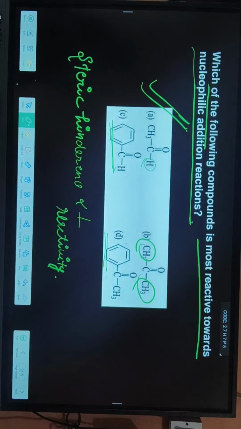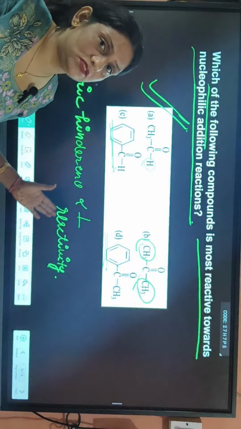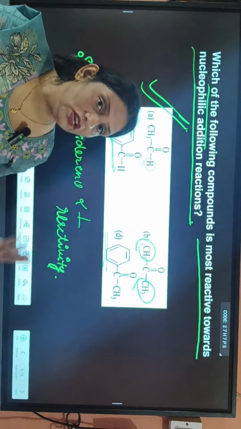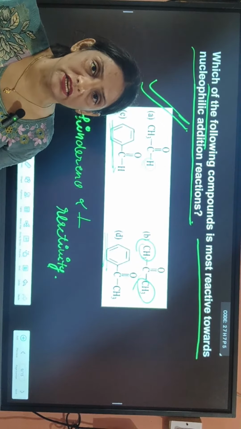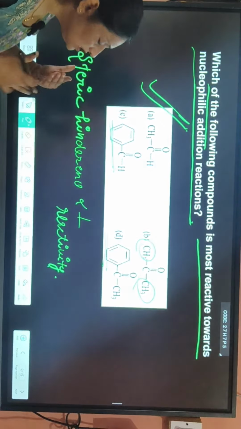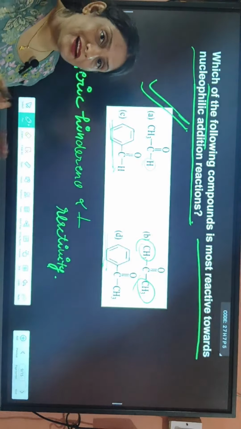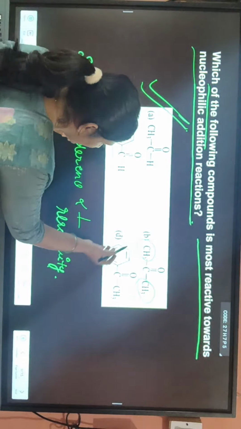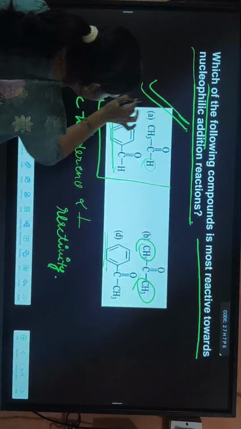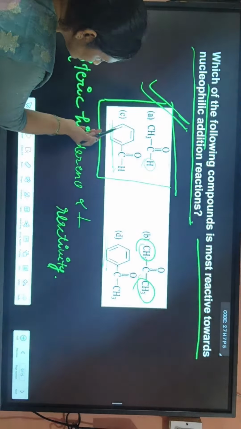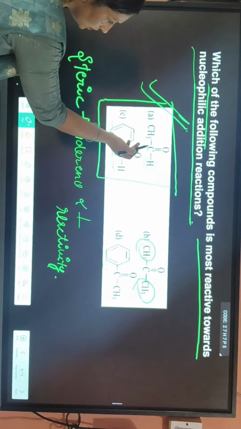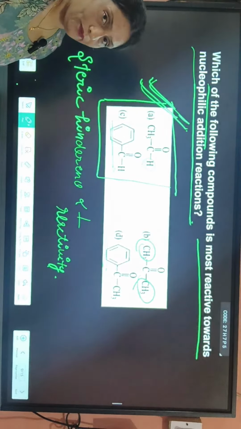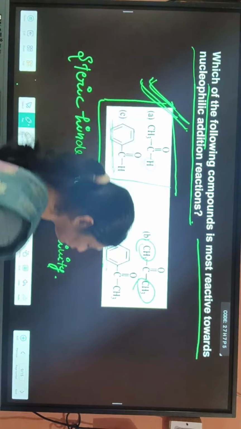Hindrance means if any cloudiness is there, then definitely it will hinder the process, and if it hinders the process, then the activity will decrease. So, students, where the size is small and there is less crowding, that will be more reactive. Between aldehyde and ketone, you know very well, aldehyde is more reactive, so you will go with them. Now this one has the biggest size, so this is not the proper option. So you will go with option A. I hope this question is also clear to you.